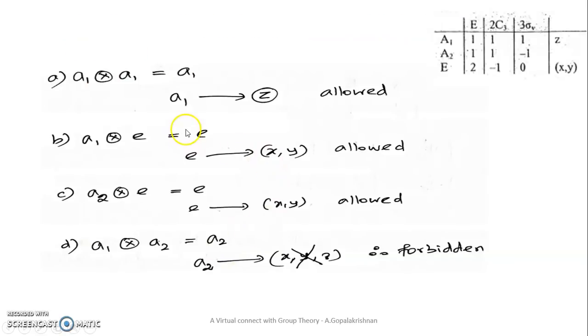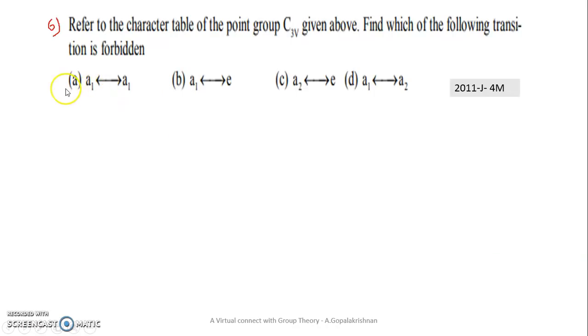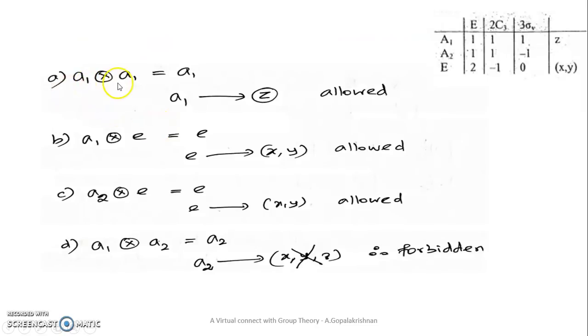Okay. So in option A, it is given that A1 to A1 transition. Listen, so the initial state corresponds to A1. Final state also corresponds to A1. So what to do? Take the direct product of the initial state and final state. See here, in option A both are A1. So take the direct product. You know very well, A1 representation has the character 1 1 1. So if you multiply A1 by A1, 1 into 1 is 1, 1 into 1 is 1, 1 into 1 is 1. So again you will get A1.